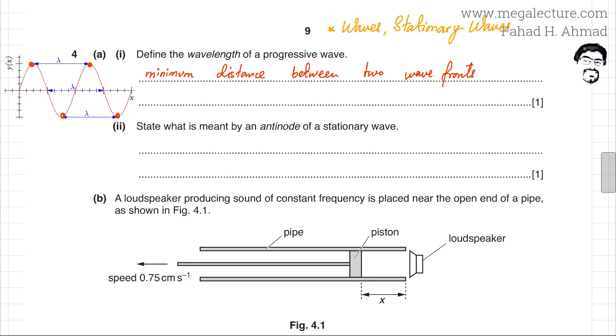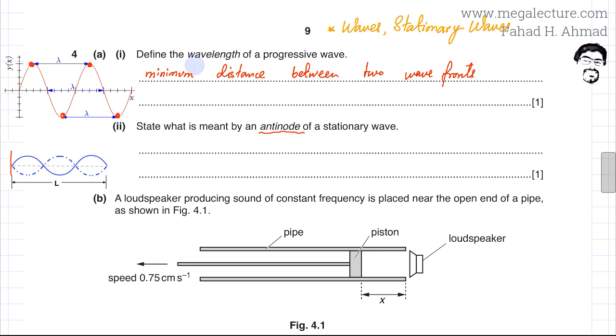In part 2 of the question, state what is meant by an antinode of a stationary wave. So we need to define what an antinode is. The first thing is, what is a stationary wave? A stationary wave is when a wave is reflected by a partition. So there is a wave that is traveling. This wave, the dark blue line, gets reflected back. So the wave and its reflected wave start interfering with each other.